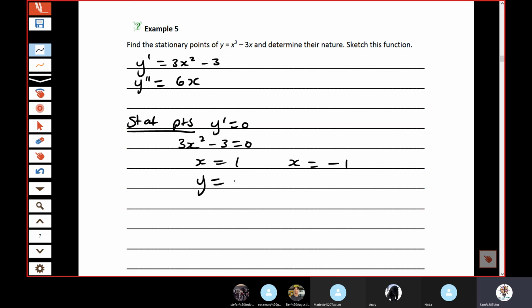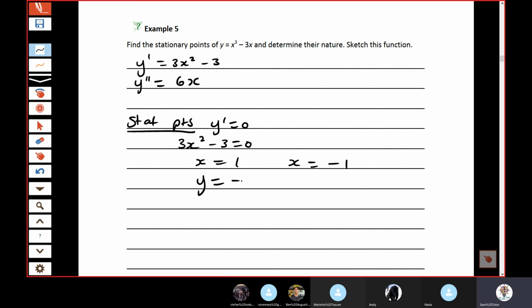Y equals. What's a very important word from stationary points? You need a point, x and a y. So, sub it back into the original. Be careful, there's 3 y values. A lot of people getting confused. Y, y dash, y double dash. Y is y. Y dash is y dash. Y double dash is y double dash. So sub it back into the original.